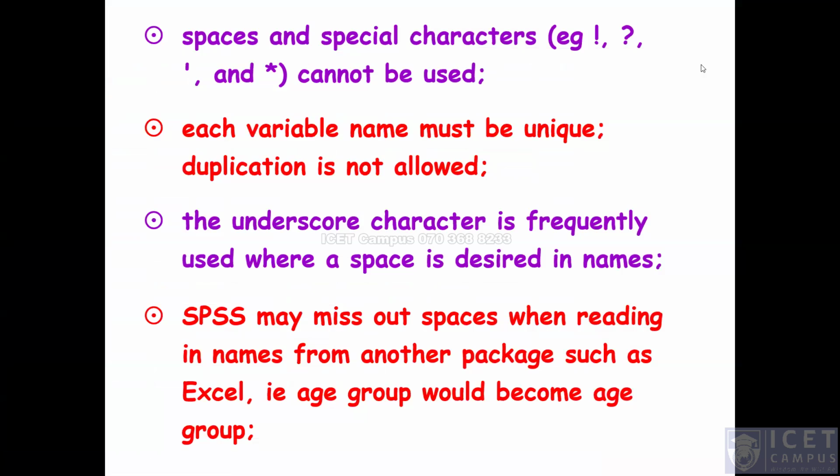Then we can't use those characters, right? A question mark, an apostrophe, a multiplication sign, or an asterisk cannot be used. Each variable name must be unique. You can't enter the same name twice. For example, it should be unique.